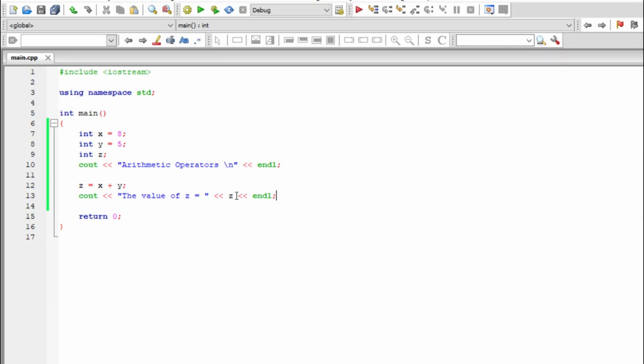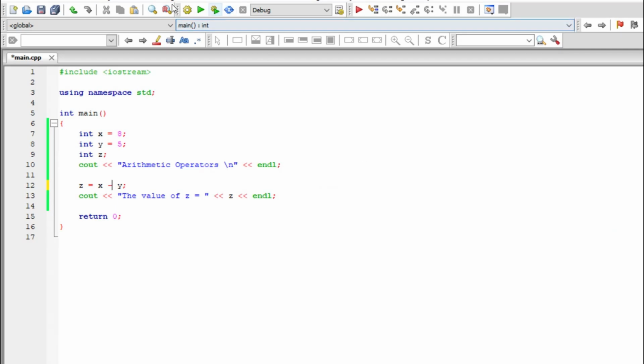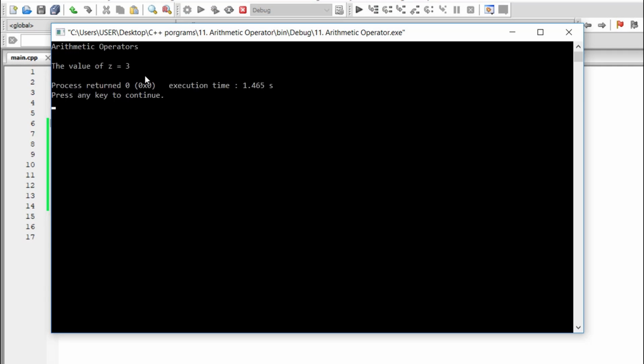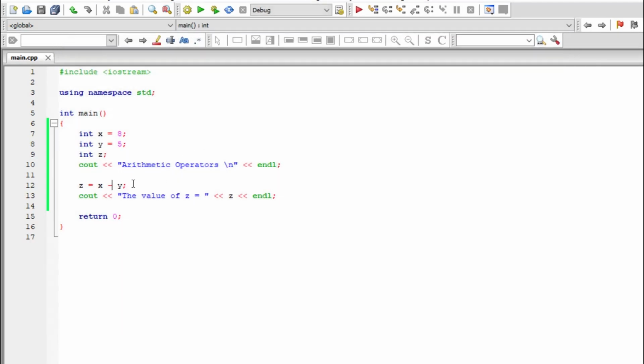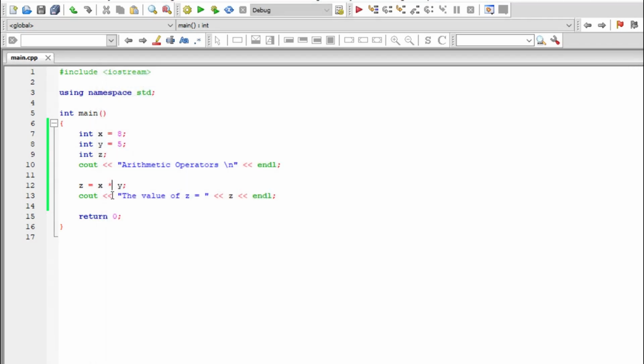The next operator is subtraction. If you put subtraction there and run the code, let's check out x minus y is equal to 3. So 8 minus 5 is 3. The next operator we have is multiplication, that is x times y. Let's run this code and check it out. 8 multiplied by 5 is 40. You see that?